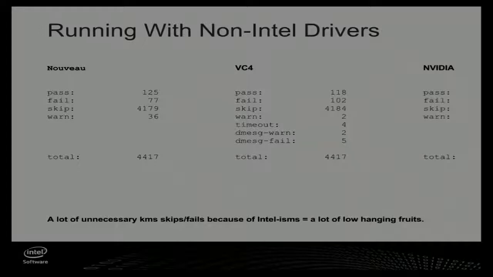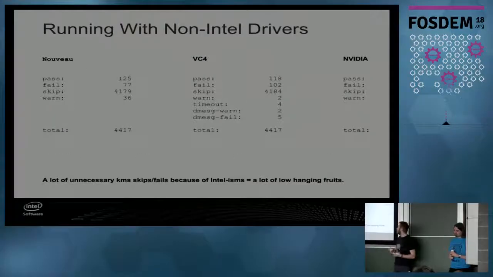So, but don't blame the drivers. It's not a fair comparison, because most of the fails are because of requirements on Intel hardware that shouldn't be there in the KMS tests. So those are the low-hanging fruits that you can just jump in, run the tests on other GPUs and fix them quite easily. It's about 90% of the fails and skips, I think, for the KMS. Yeah, for the open source drivers.